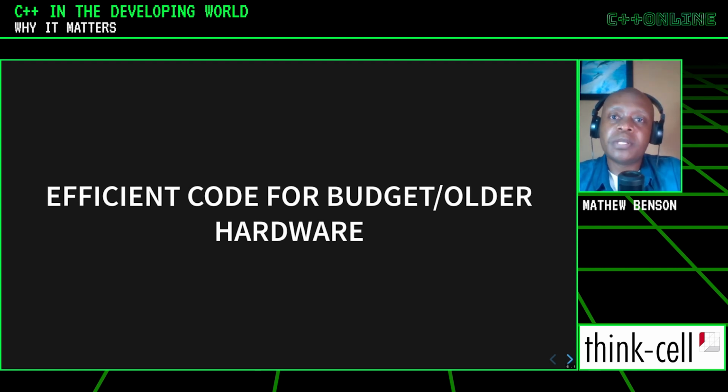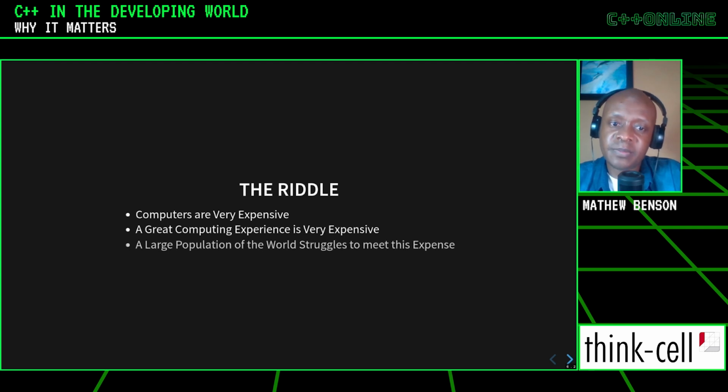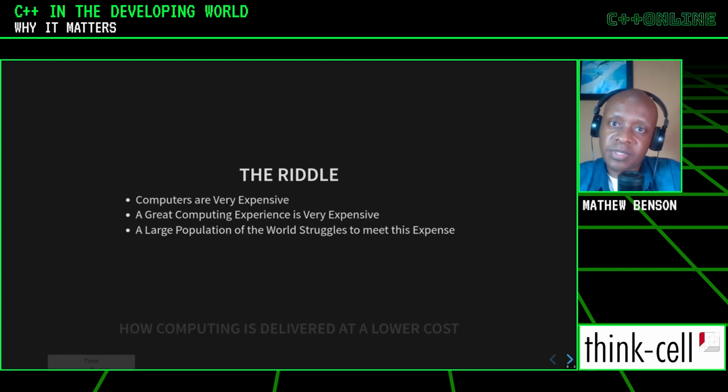So onto the heart of this talk. Talking about C++ for writing efficient code for older hardware, where I feel it matters. Because computers are very expensive. A great computing experience can be very expensive. A large population of the world really struggles to meet this expense.